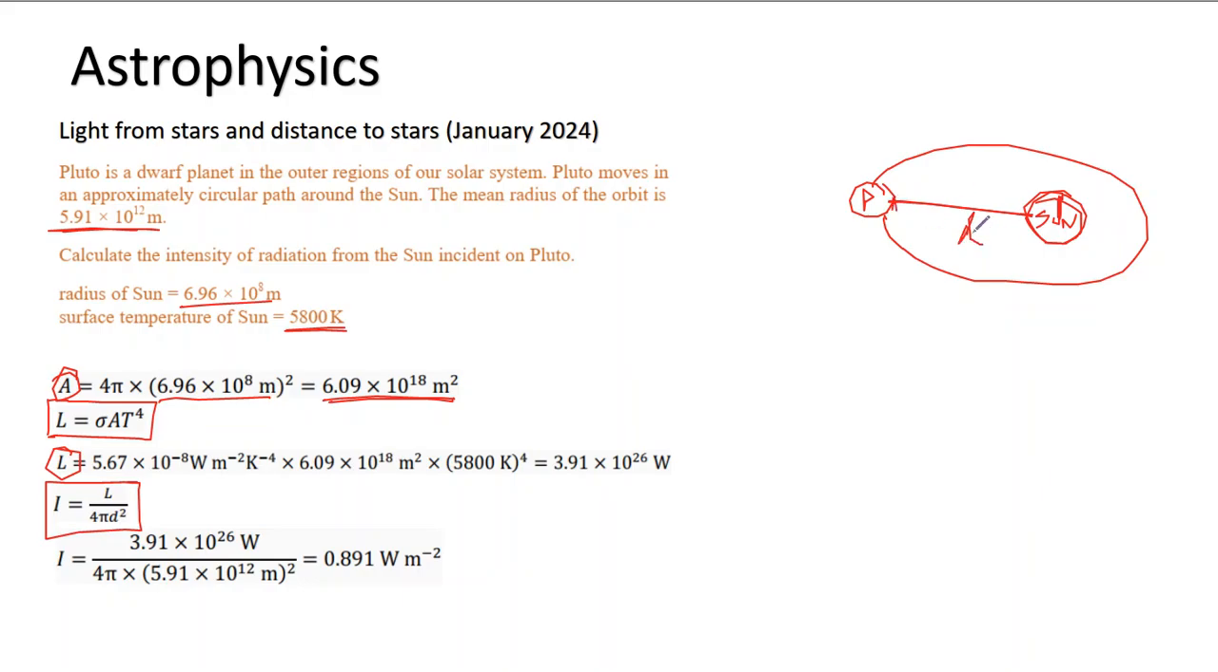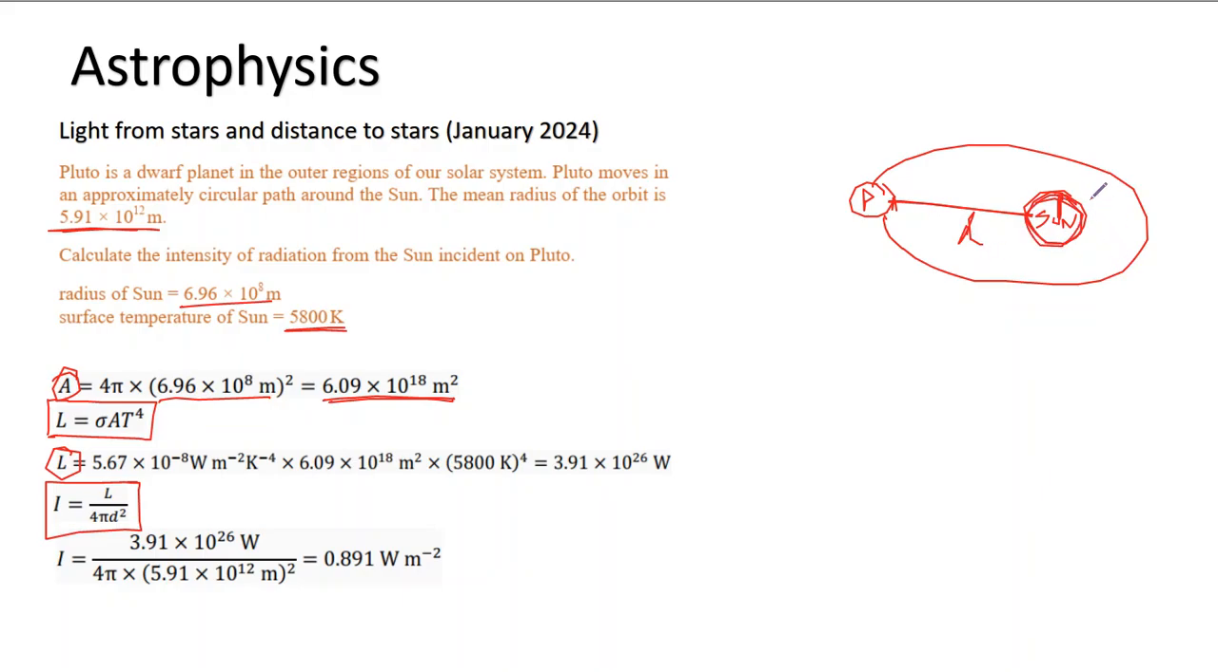Intensity depends on the distance and luminosity depends on the radius. So a lot of times you'll see this D and R used interchangeably. Bear in mind, when it comes to intensity, it is the distance, and when it comes to luminosity, it is the radius of the luminous body.